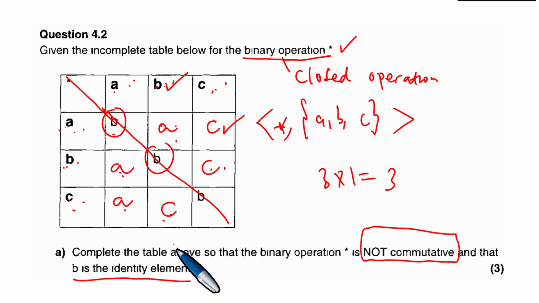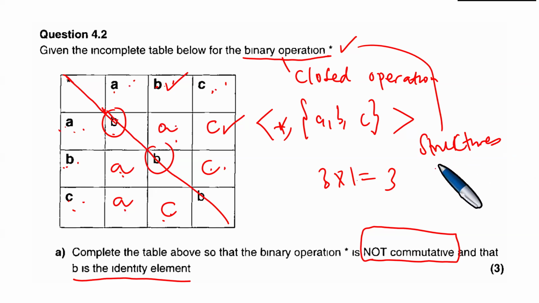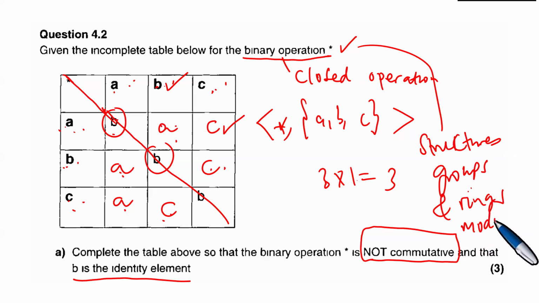Obviously, these are some of the properties. Some of these binary operations produce certain structures, and the structures have special names, like groups, rings, and some structures we call modules. Each structure has its own given properties. Some are called monoid structures.